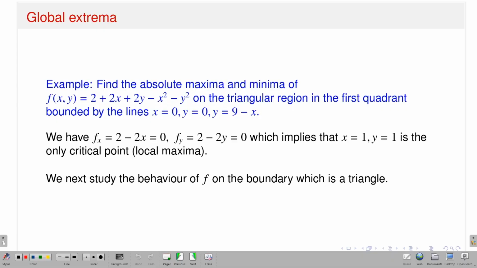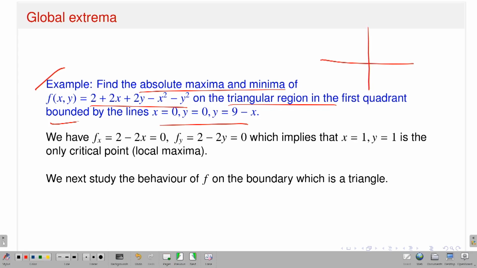Okay, another example. Find the absolute or global maxima and minima of this. Again, this is a very nice function. It is a polynomial function in x and y. It is differentiable, first order and second order partial derivatives exist and are continuous, but this time I want it in what region? Earlier you saw a rectangular region, but this time it's a triangular region in the first quadrant bounded by this.